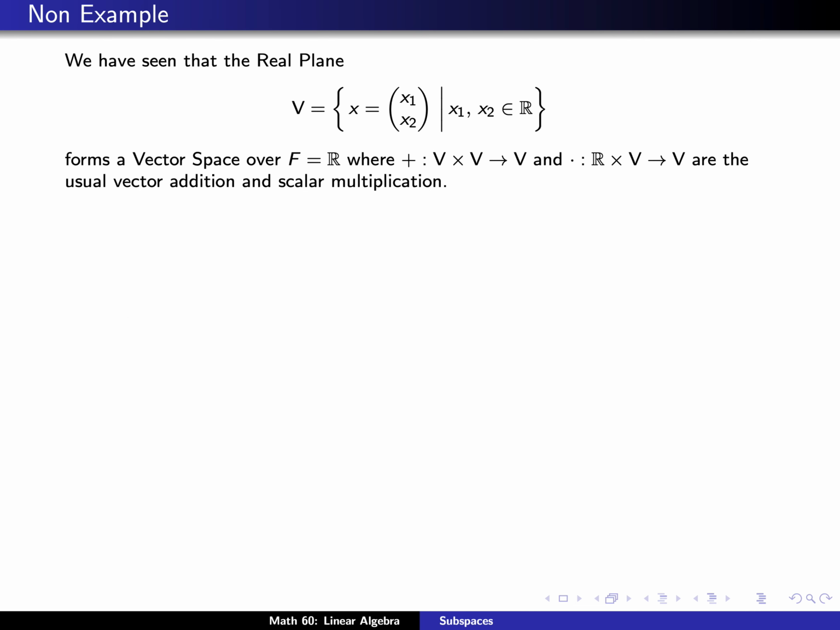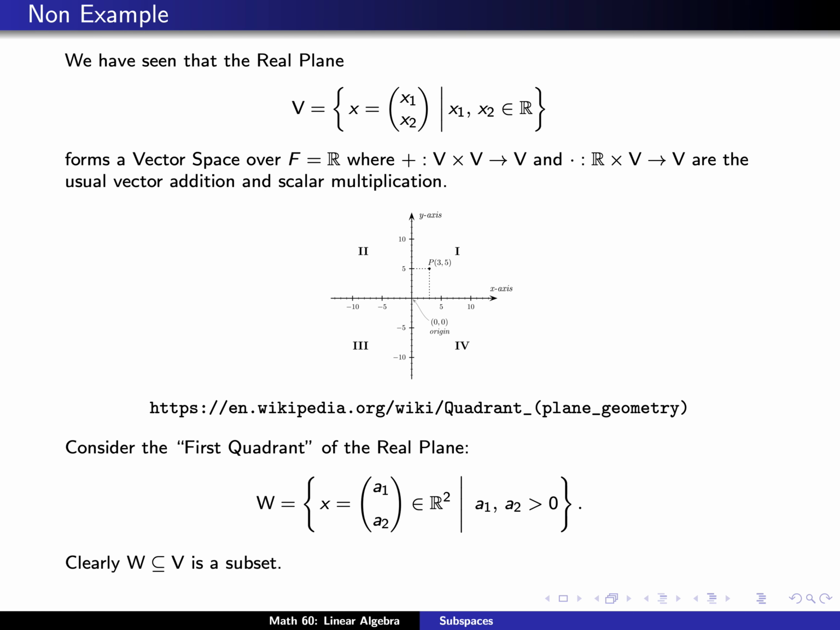Now, we've given some examples where this theorem does allow us to determine when a set is a vector space. Let's end by discussing an example where we cannot use the theorem to determine that a set is a vector space. Well, we've seen that the real plane, namely R2, is a vector space where plus and dot are the usual vector addition and scalar multiplication, respectively.